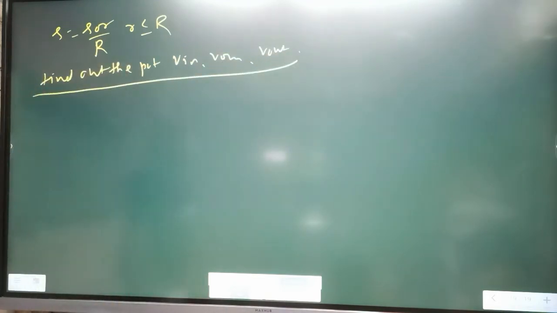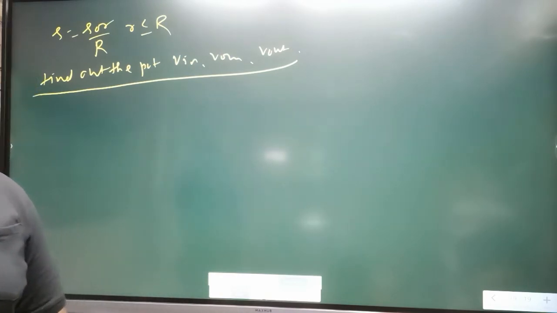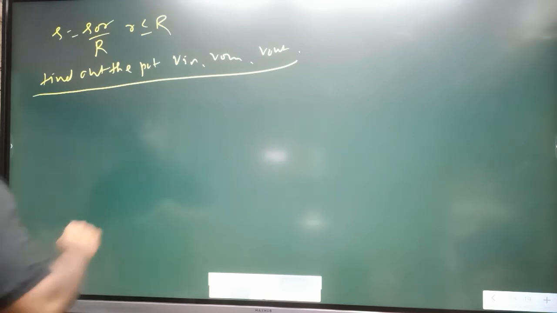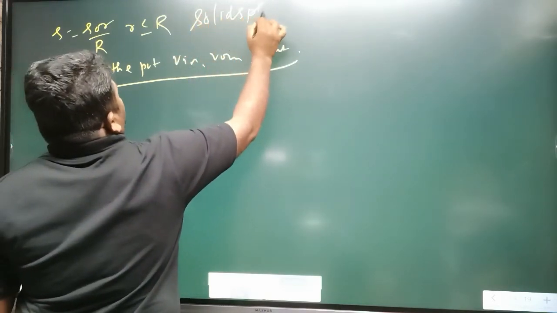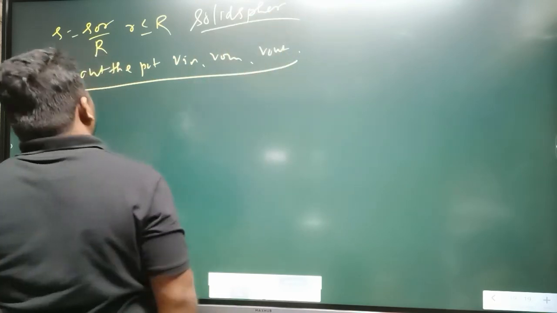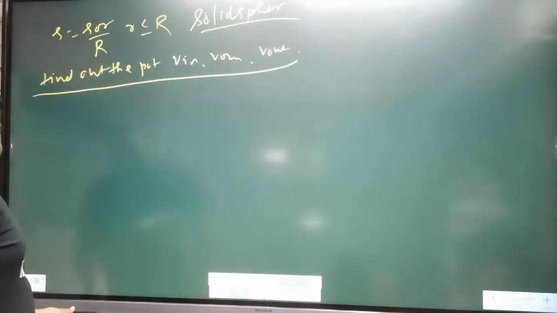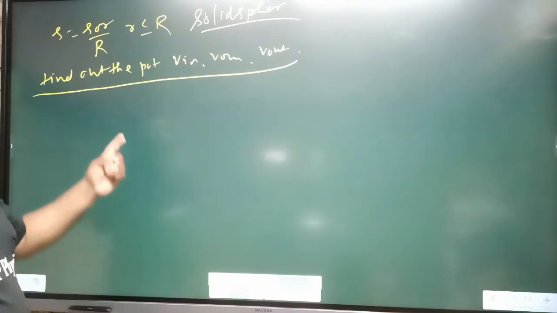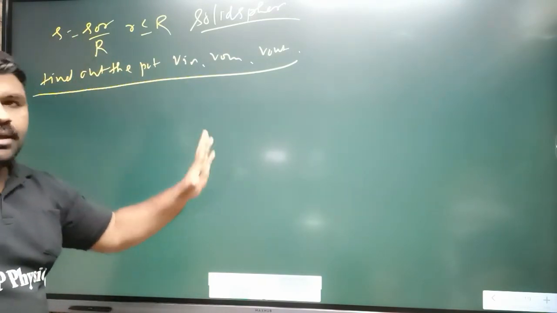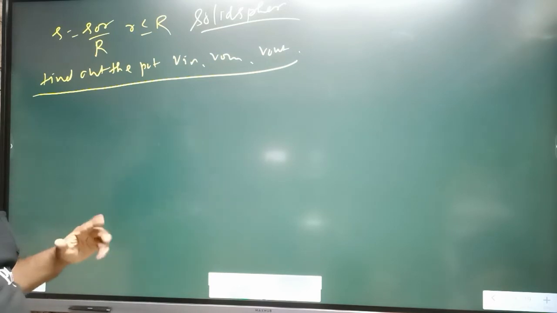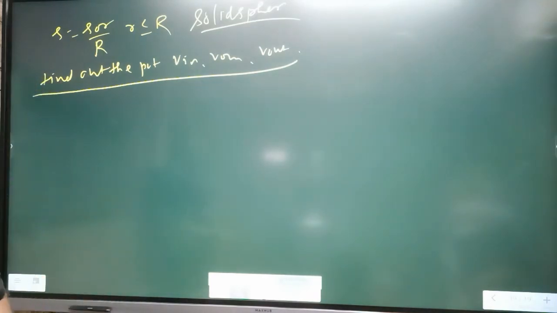जर आपल्याला व्ही इन व्ही ऑन व्ही आउट जर फाइंड आउट करायचं असेल तर त्याआधी काय फाइंड आउट करावं लागेल? दिस इज अ सॉलिड स्फिअर. ओके, चलो फर्स्ट फाइंड आउट द सिस्टम सॉलिड स्फिअर. फाइंड आउट द E in, E on, E out. नेक्स्ट V out, V in, V on. चला करा पटकन.